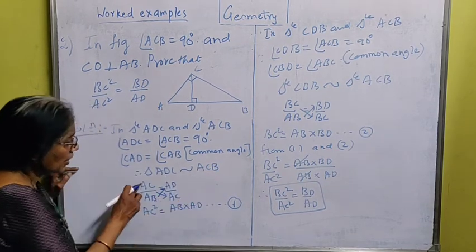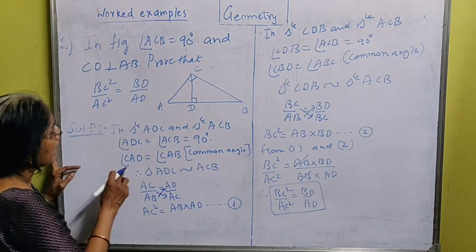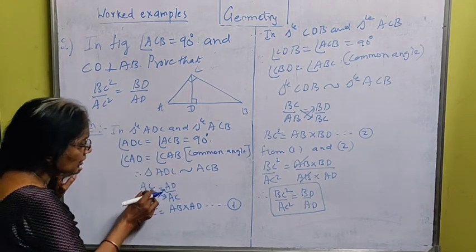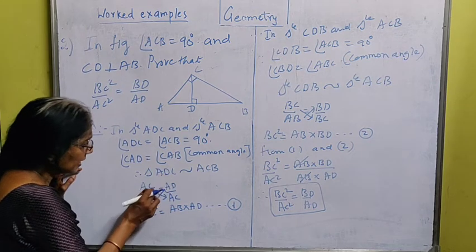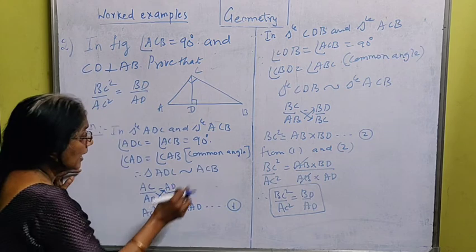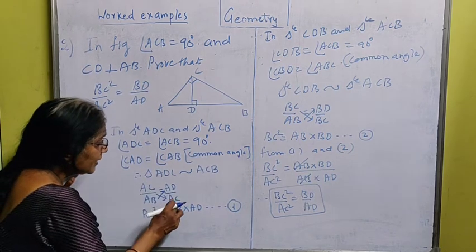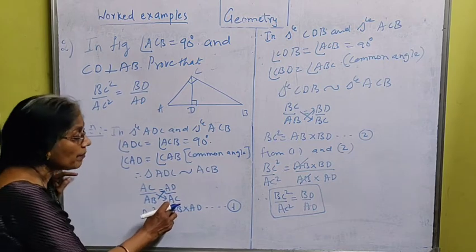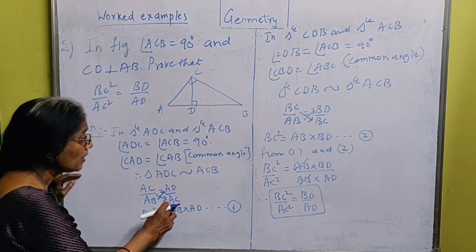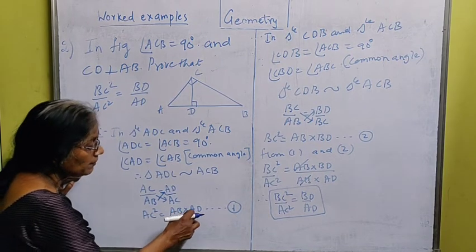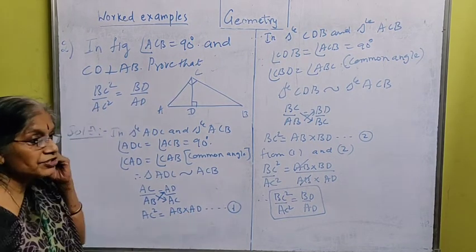So what do I want? AC square I want. So AC in the smaller triangle should come first. If AC comes in the numerator, in the bigger triangle, AB will come. Again, I want AC in the denominator. So first I write down AC in the bigger triangle, the denominator. So what will come in the numerator? AD. Cross multiplying, AC square is equal to AB into AD. That is your equation number 1.